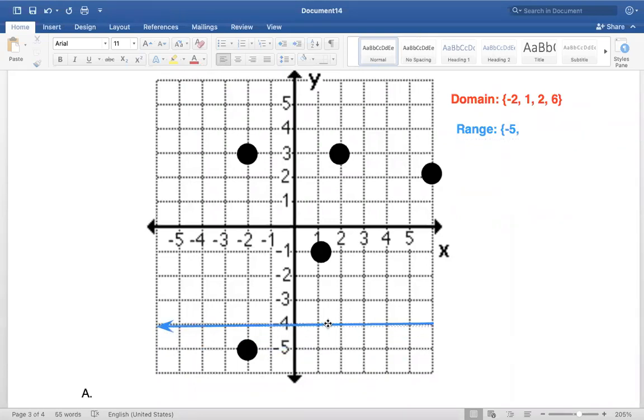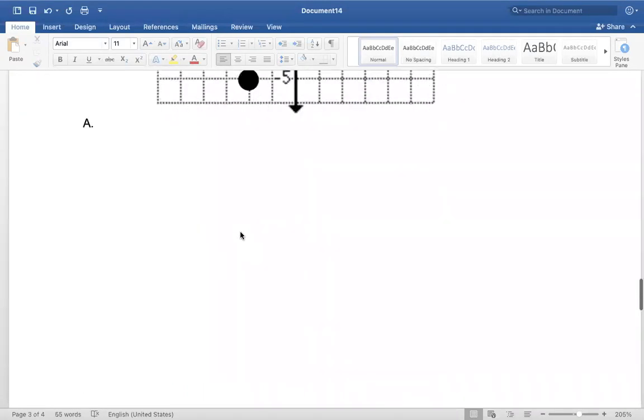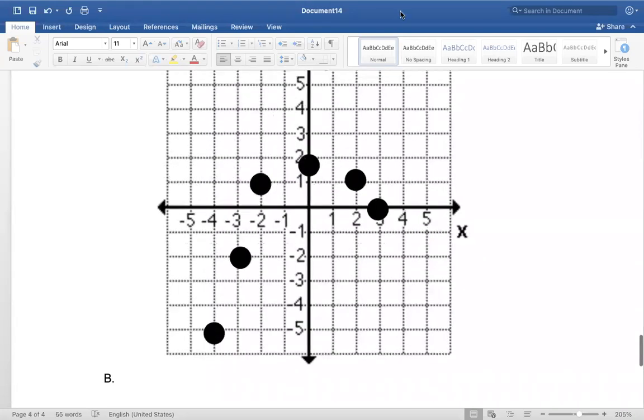Keep moving up: -4, -3, -2. Finally, we found our next dot at -1. 0, 1, 2, and 3. So this would be the domain and range for this graph. Let's move into our final question now. Again, for domain, I'm going to draw vertical lines.